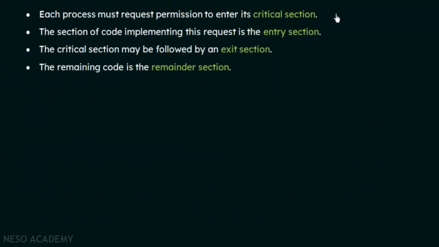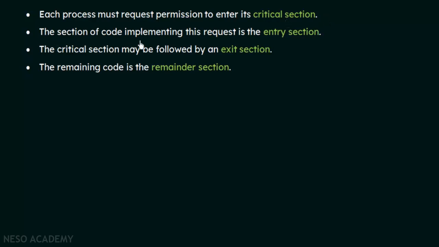So there are certain rules that have to be followed by processes whenever they are accessing or operating in their critical sections. So what are they? Let's see. Each process must request permission to enter its critical section. So every process must request permission to enter its own critical section.